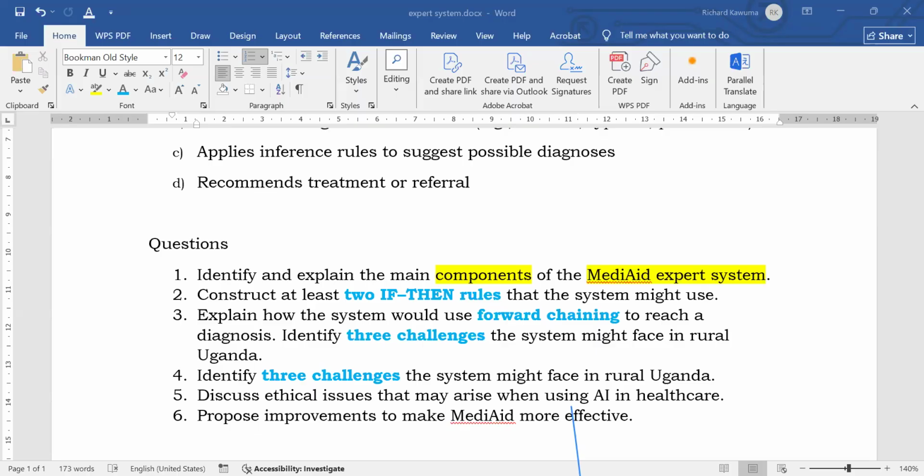So from the knowledge base, we go down and create what we call the inference engine. Now, the inference engine is our major decision maker, and that is the reasoning part.